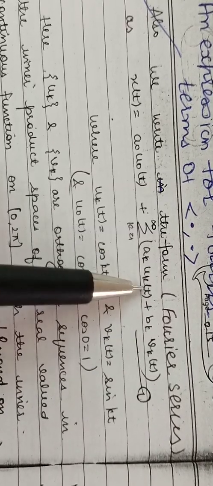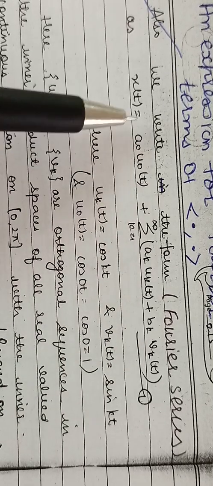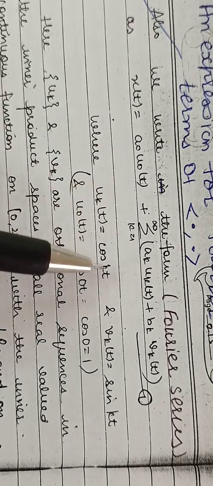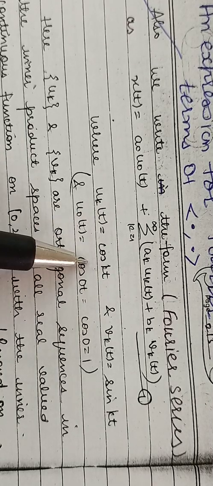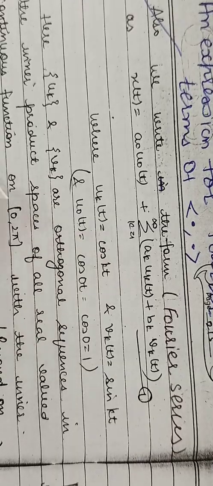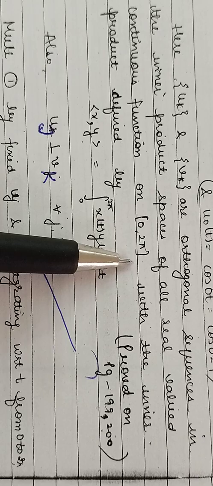Here u_k(t) is cos kt and v_k(t) is sin kt, and u_0 will be cos 0, which is 1. As we already discussed in the last topic, these two sequences, the sequence u_k and the sequence v_k, are orthogonal sequences in the inner product space of real valued continuous functions on the closed interval 0 to 2 pi.